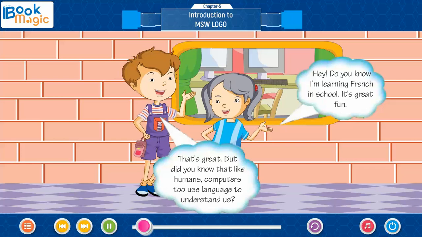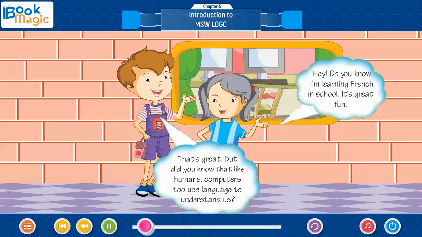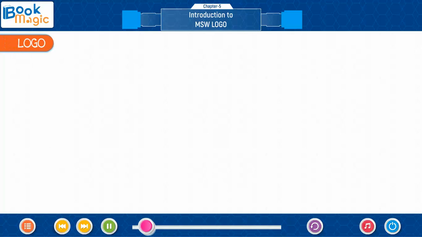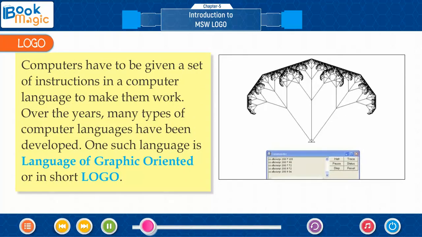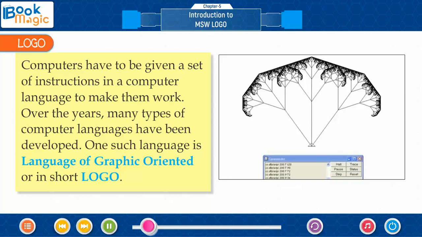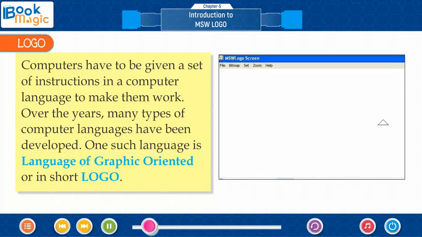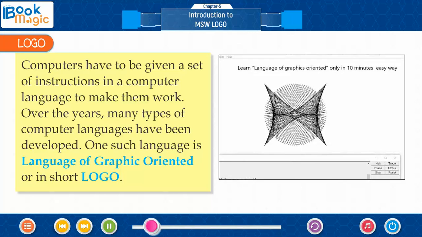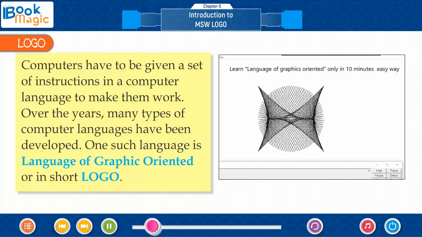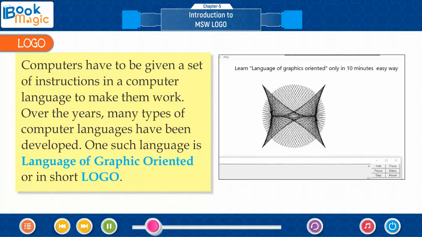But did you know that like humans, computers too use language to understand us? Logo. Computers have to be given a set of instructions in a computer language to make them work. Over the years, many types of computer languages have been developed. One such language is Language Of Graphic Oriented, or in short, Logo.